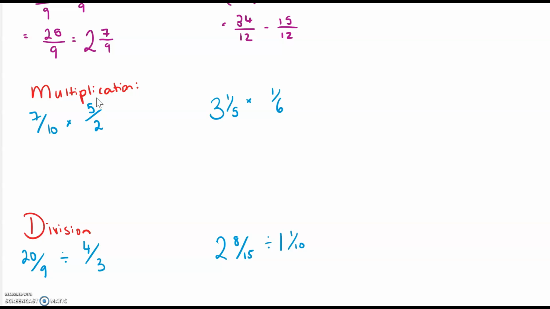So the first strategy is that we can just multiply straight away. We multiply the numerators together, we multiply the denominators together, and then we simplify the fraction. The second option is that we can simplify and then multiply. So I'm going to do both for this first one.